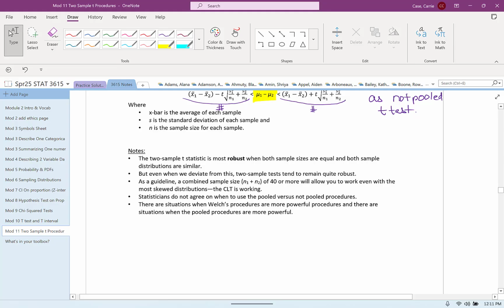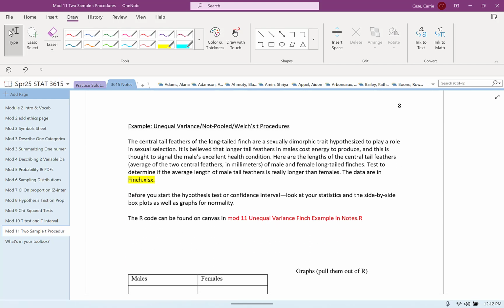Statisticians do not agree on when to use the pooled versus not pooled procedures. I've given you some rules to follow, but not all people will follow these rules. Some fields only use pooled, some fields only use not pooled. And if you conduct the pooled versus the not pooled test, you'll see that the p-values are very similar to one another. There are situations when Welch's procedures are more powerful, and there are situations when the pooled procedures are more powerful. We have a set of rules that we are going to follow in this class. So let's do our first example.